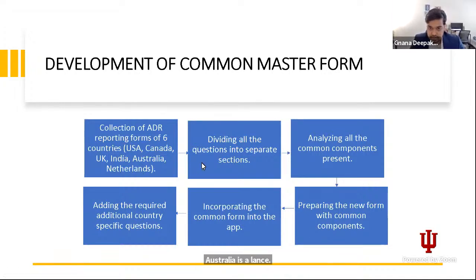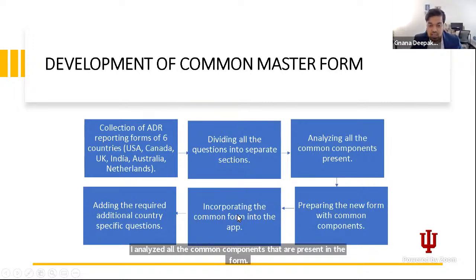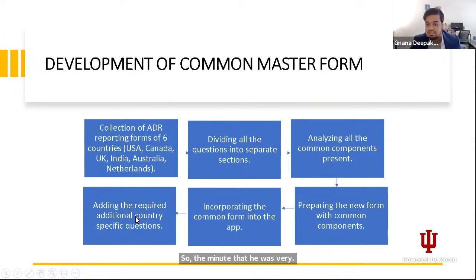Dividing all the questions into separate sections, I then analyzed all the common components present in the form. Then I created the form and incorporated the common form into the app. I saw that almost 70% of the questions across all the regulated reporting forms are similar, so the remaining 30% vary. For the additional specific questions, there is a drop-down menu in the application where the user just selects the country, and along with this master form, the additional questions will be added.